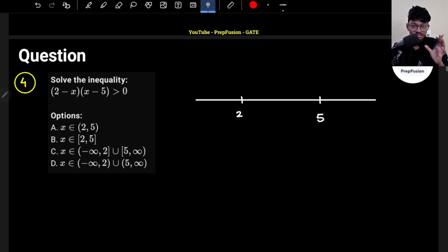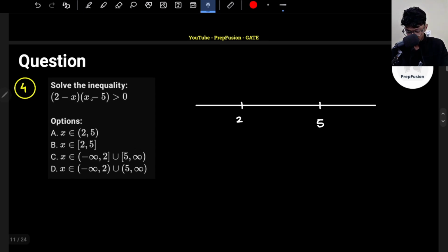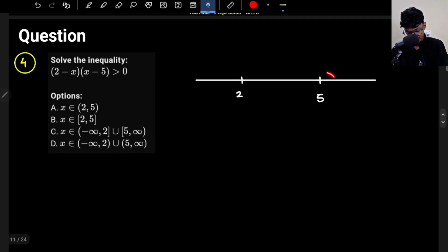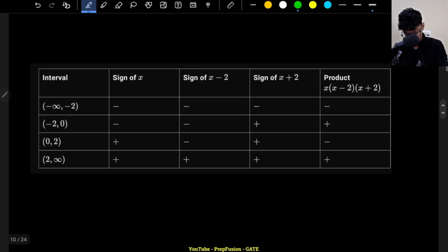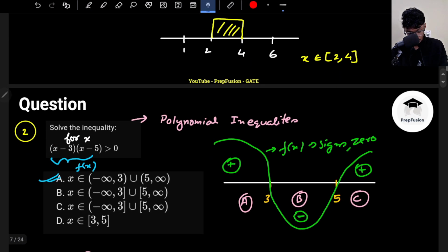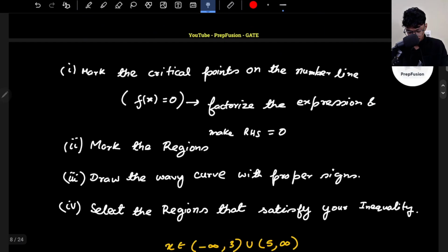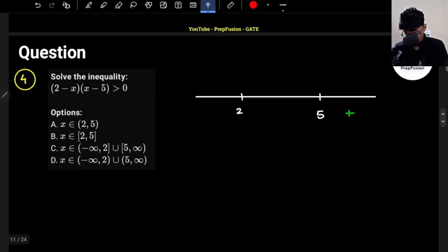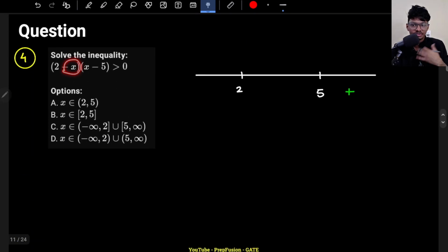Now let's choose a few values. If I choose a value x greater than 5, say 6, what will I get? This will be 1, and this will be minus 4. So I'm getting something negative. Now things are becoming a bit different. I am getting a negative number, not positive. Every time we solved before, I always got a positive number on the right-hand side. What changed? This minus sign with x.